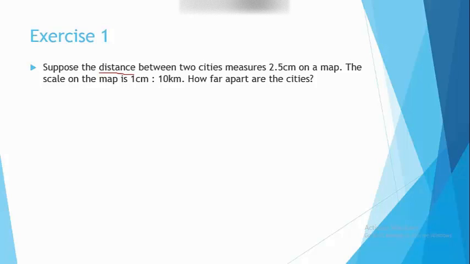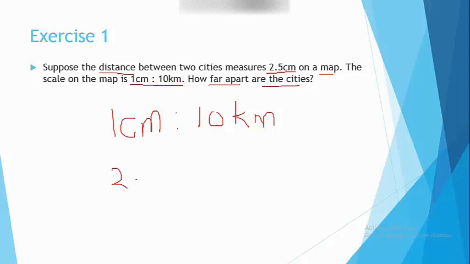The distance between the two cities measures 2.5 centimeters on the map. The scale on the map is 1 centimeter to 10 kilometers. How far apart are the two cities? We are asked to find the actual distance between the two cities whose distance on the map is 2.5 centimeters. So if 1 centimeter equals 10 kilometers in real, we are asked to find 2.5 centimeters in the real distance.